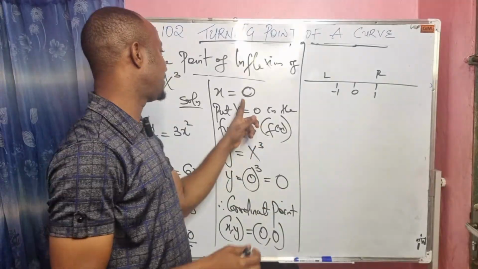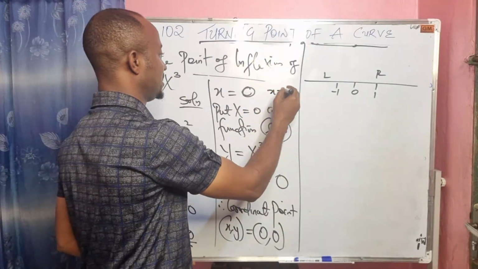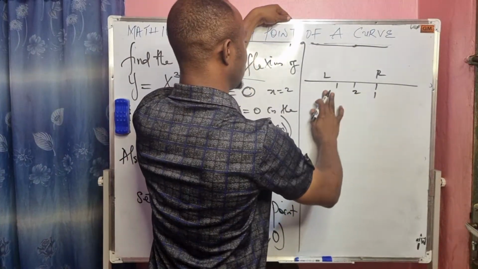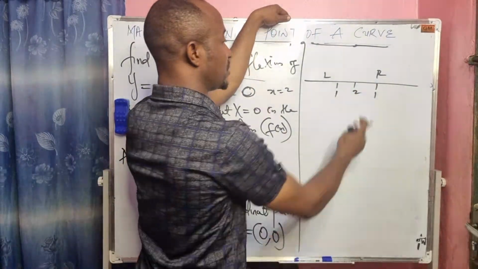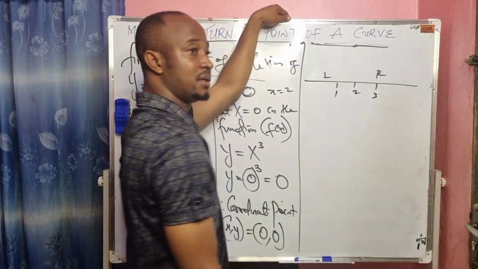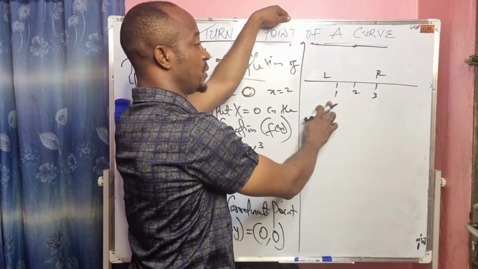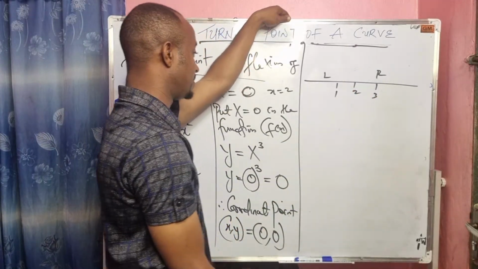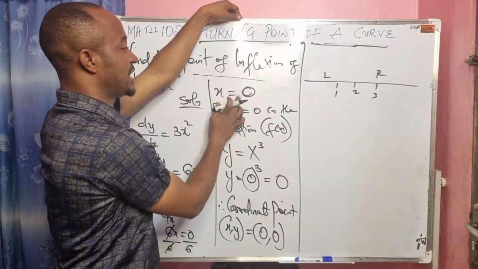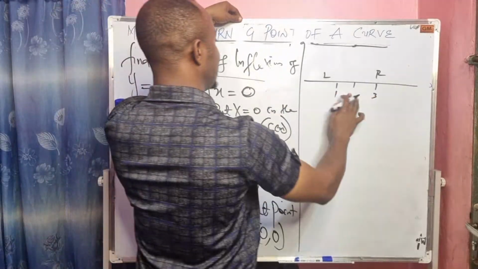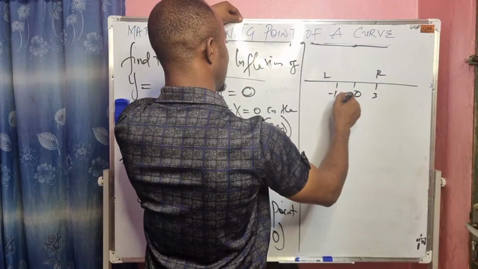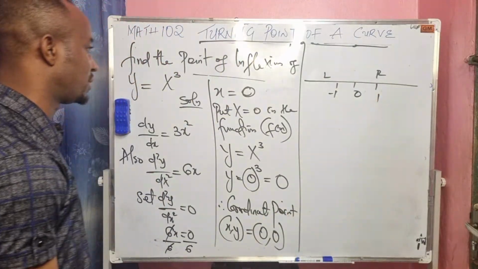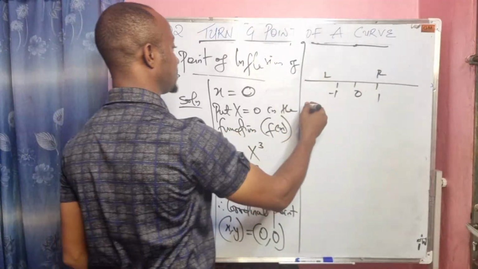If, for instance, x is equal to 2, then to the left will be 1 and to the right will be 3. When you subtract 1 from 2, we have 1. When you add 1 to 2, we have 3. Are you there? So since our value of x is actually equal to 0, that means to my left is minus 1 and to my right is 1. Okay, so what we do here is to test for the left.